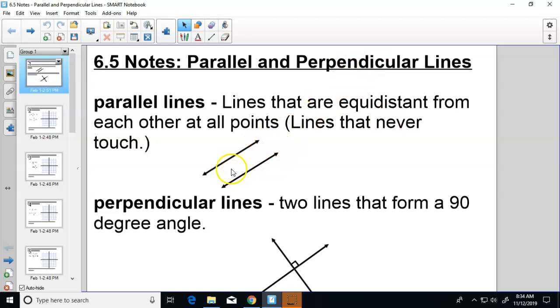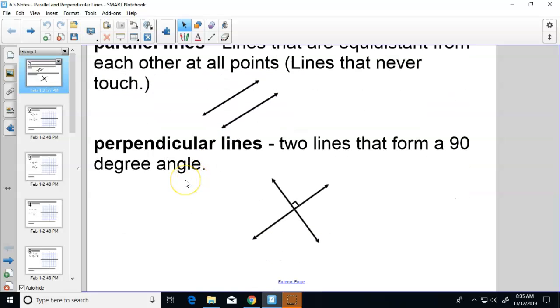Forever, never touch, right? You've learned about parallel lines before. You should be familiar with them. Perpendicular lines, you should also be familiar with. There are two lines that form a 90-degree angle. Okay? So we are going to look at those today.